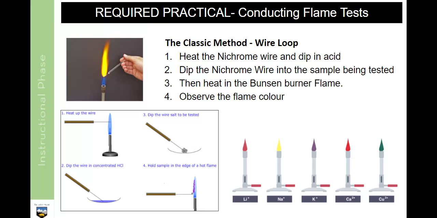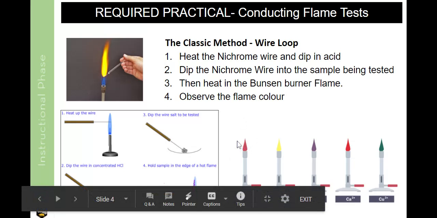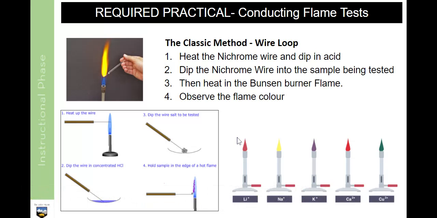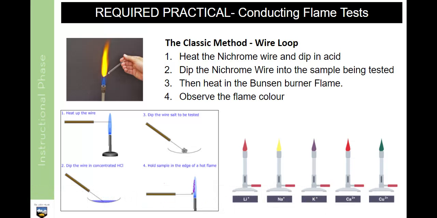So lithium gives a bright red colour. Some people call it a crimson red. Sodium produces yellow colour, a yellow flame. So in the picture, you can see that actually inside of that sample, there must be sodium ions. Potassium gives a lilac flame. Calcium gives an orangey red flame. So it's more orangey than lithium. Lithium's more red, calcium's orangey red.